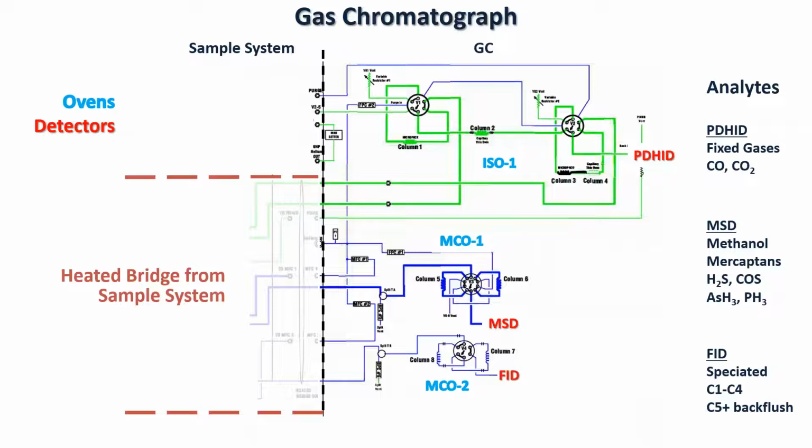That detector is going to be used to capture oxygenates such as methanol, sulfurs, mercaptans, H2S, COS, arsine, and phosphine. Down in the bottom, we've got our 6-port valve and 2-column configuration connected to an FID, so we're going to generate speciated C1 to C4 hydrocarbons plus C5 plus.